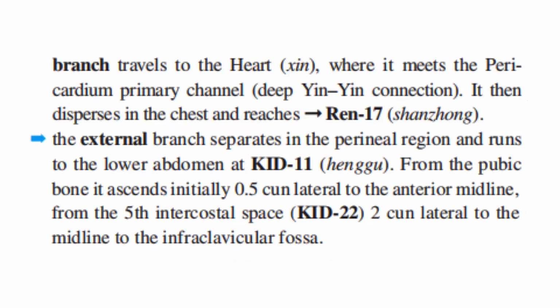The second branch is the external branch, which separates in the perineal region and runs to the lower abdomen at Kidney 11. From the pubic bone, it ascends initially 0.5 Tsun lateral to the anterior midline. From the fifth intercostal space at Kidney 22, it runs 2 Tsun lateral to the midline, to the infraclavicular fossa.